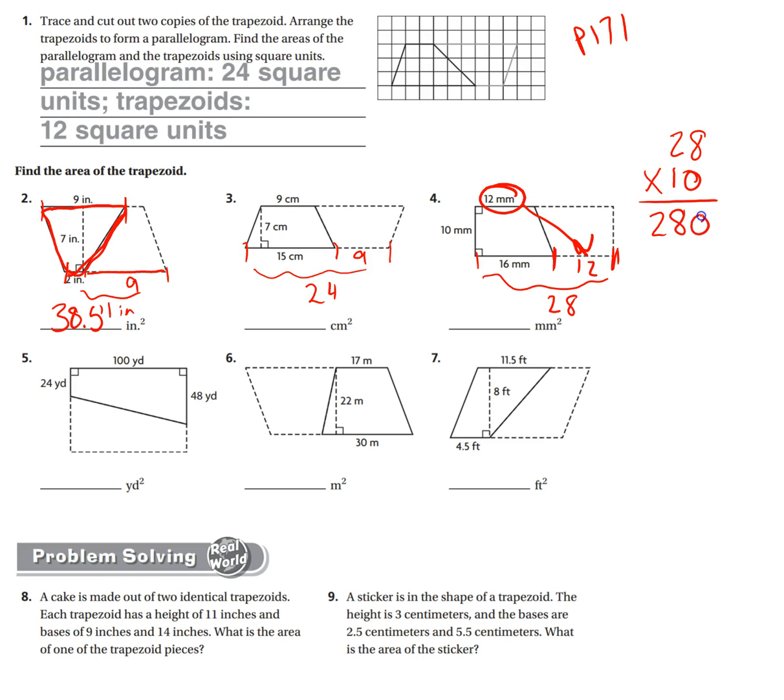We get 280. But since ultimately we only want the area of this trapezoid, we have to cut this in half. So again, 3 ways to do that. You can divide it by 2. You can multiply by 1/2, or you can multiply by 0.5. Again, all 3 of those ways will get you your correct final answer as long as you do the math correctly.